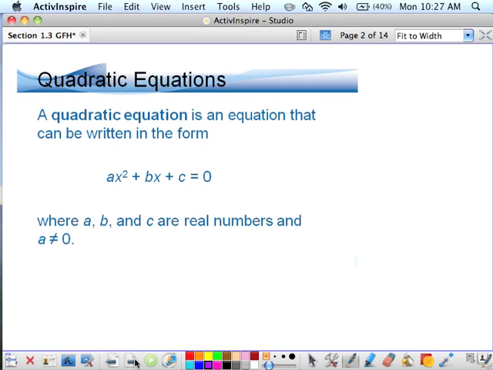Basically, that means that your linear term and your constant term can be 0, but you have to have something x squared in there for it to be a quadratic equation.